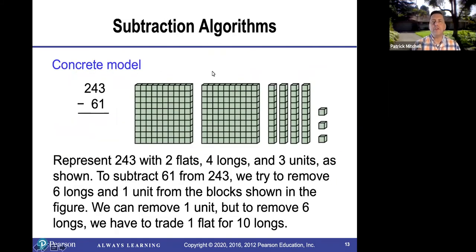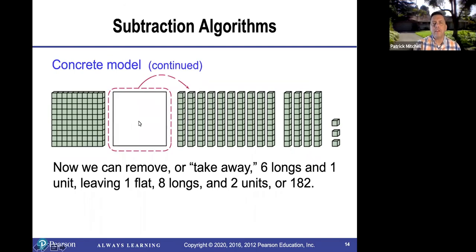Now we get into some subtraction algorithms. So here's a concrete model for 243 minus 61. We're going to represent 243 with 2 flats, 4 longs, and 3 units. To subtract 61 from 243, we try to remove 6 longs and 1 unit from the block shown in the figure. We can remove 1 unit, but to remove 6 longs, we have to trade 1 flat for 10 longs.